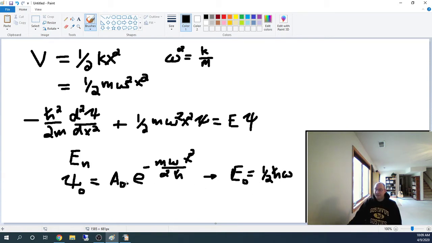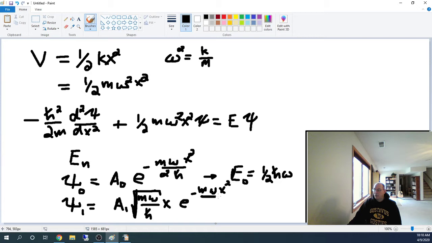And what you would do next is ask, what's psi 1? Well, you'd look it up, and psi 1 is a little more complicated. Just to remind you from the lecture notes, psi 1 is some other constant, A1, your normalization constant. Then you've got the square root of m times omega over h bar, where the h bar goes in the square root as well, and then it's x times the exponential of minus m omega x squared over 2 h bar.